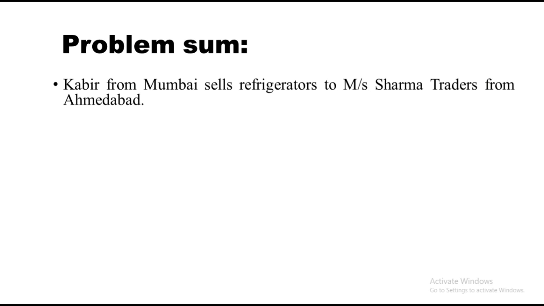Next, Kabir from Mumbai sells refrigerators to Sharma Traders from Ahmedabad. So here the refrigerators have been sold from Mumbai to Ahmedabad. So there is movement of goods. As per the rule of movement of goods, your place of supply will be the last destination of your recipient. So here the recipient is Sharma Traders. The goods have been transferred or moved from Mumbai to Ahmedabad. So your place of supply will be Ahmedabad.